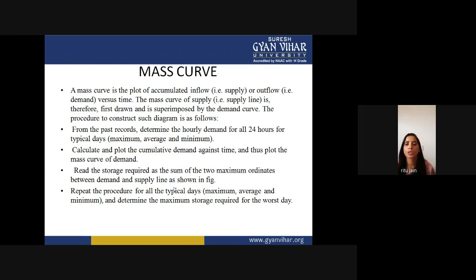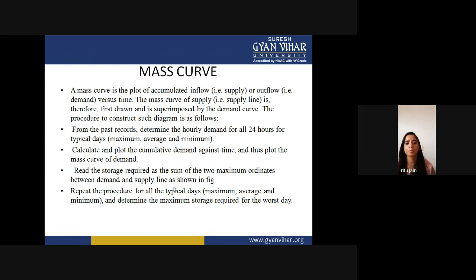From the past records, determine the hourly demand for all 24 hours. First you have to determine the hourly load for 24 hours for typical days: maximum, average, and minimum. What is the maximum requirement on a particular day, what is the average requirement of that day, and what is the minimum requirement of that day.